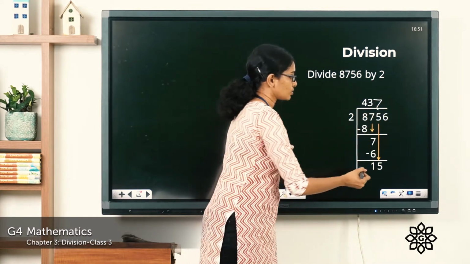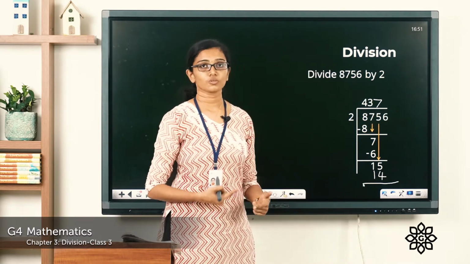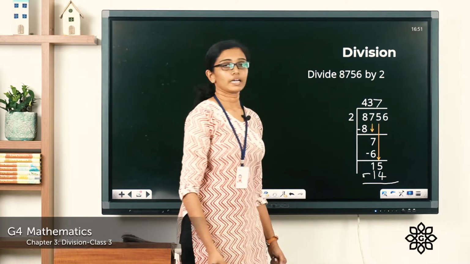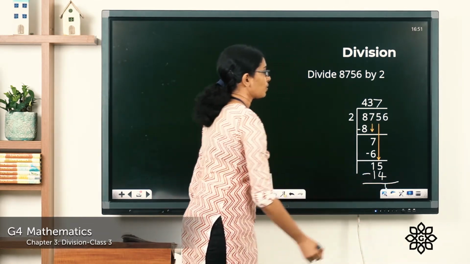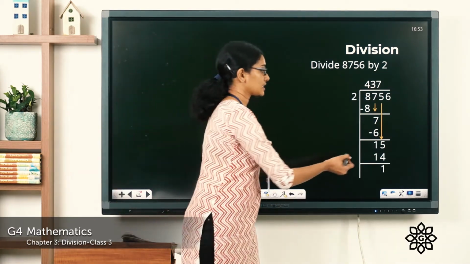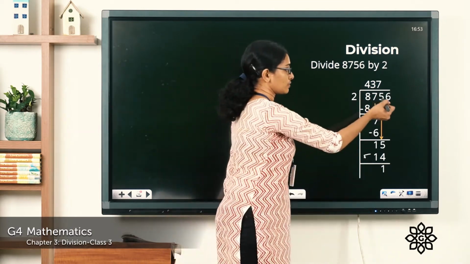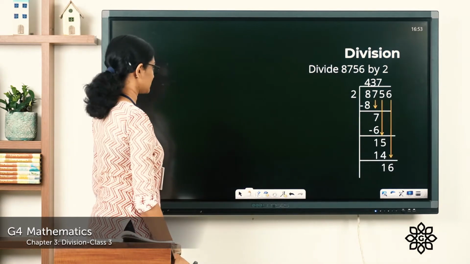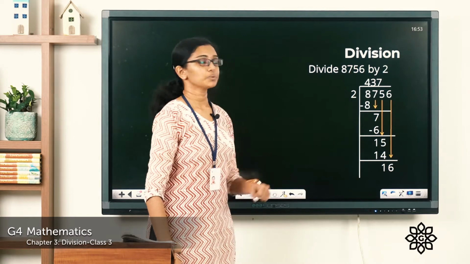Now 7 into 2, that is equal to 14. Now the next step is to subtract these two numbers. So that would be 15 minus 14. What is 15 minus 14? It is equal to 1. Now let's bring down the next digit. So we are bringing this 6 down, and what do we get here? We get 16 there. So right now we have to divide this 16 with this 2.